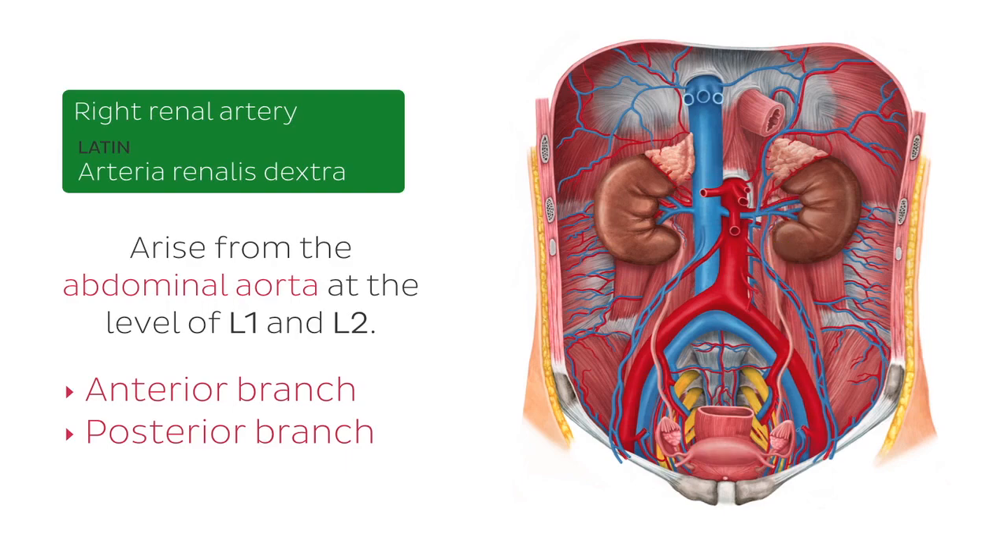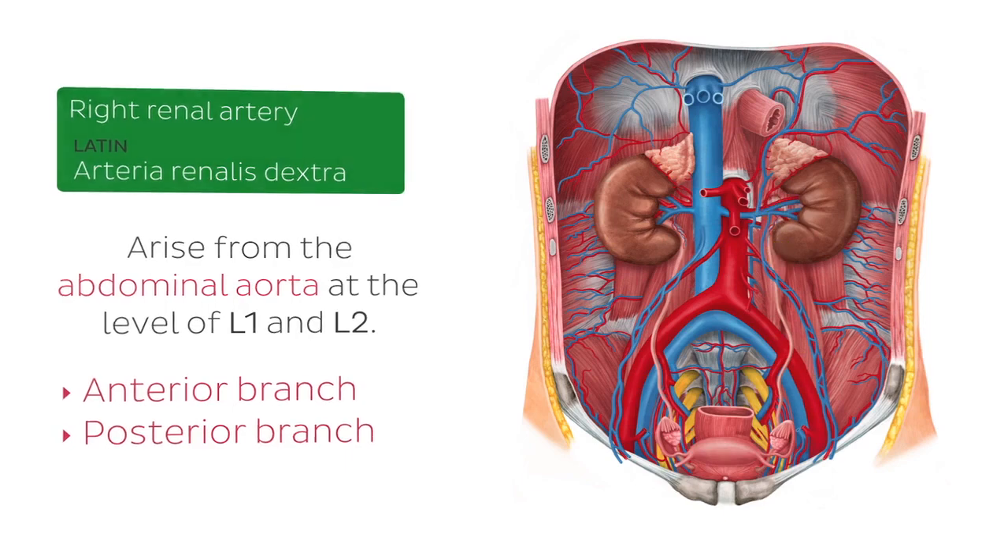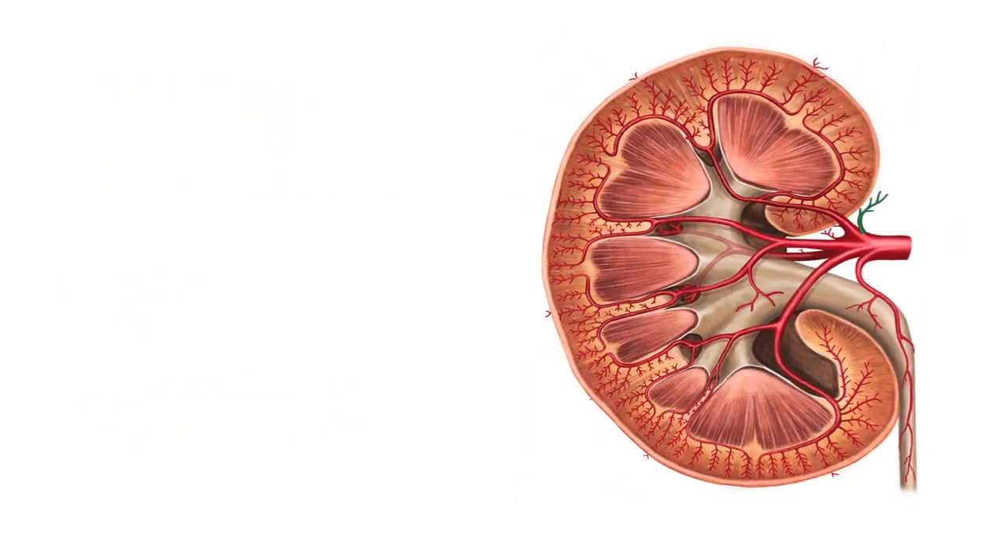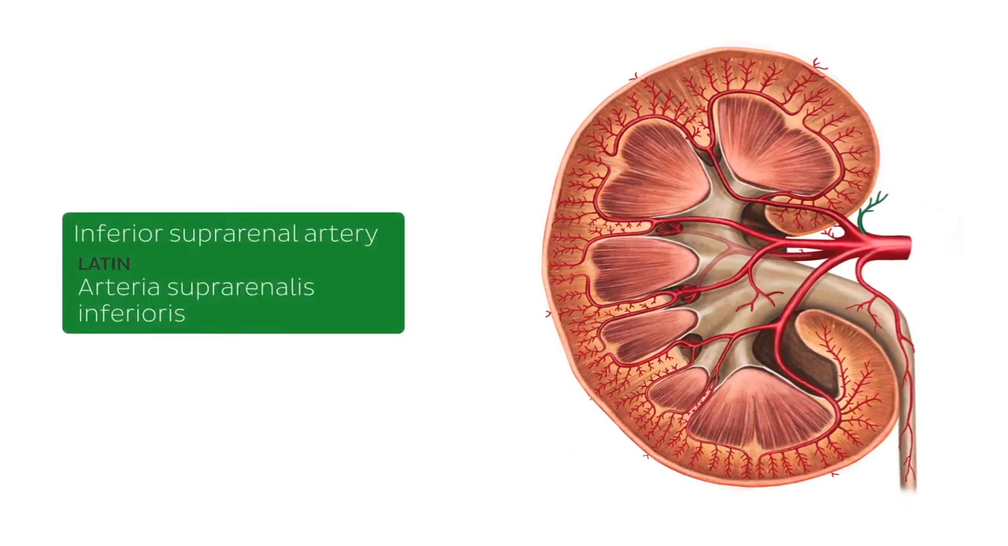The next branch that we're going to be talking about, seen now highlighted in green, is known as the inferior suprarenal artery, and the inferior suprarenal artery is the first branch of the renal artery that supplies the suprarenal gland. It arises from the renal artery before the terminal branches.